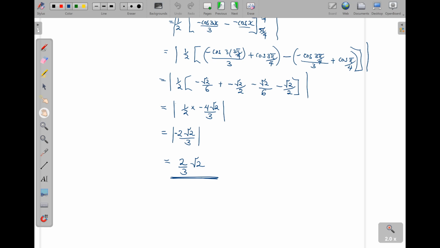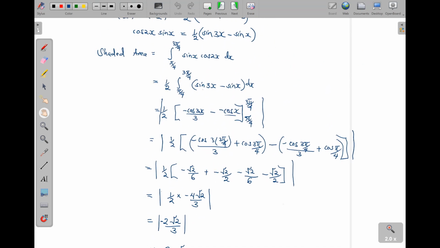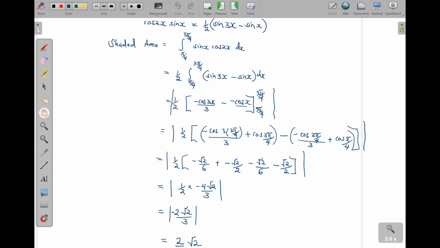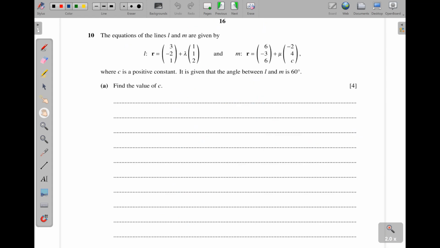So factor formula, if you master it, it can simplify your work. You just begin from here and you integrate. You see the working? That is that.